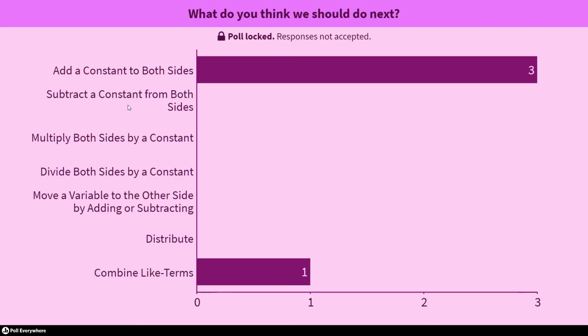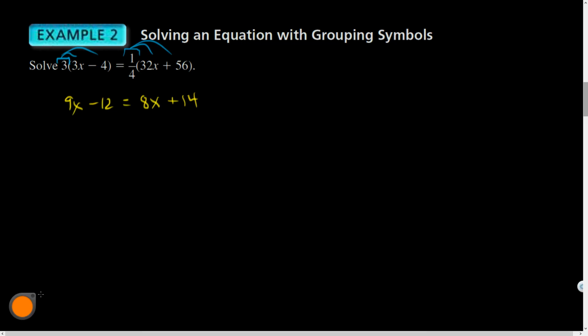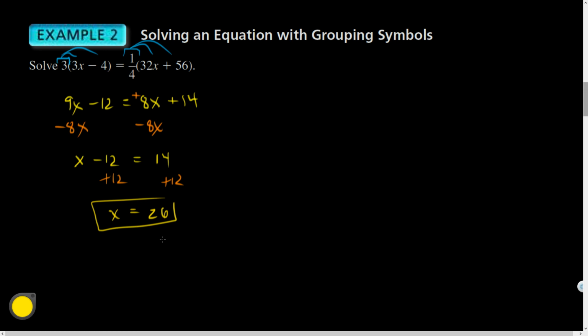The one I would have said is move a variable to the other side by adding or subtracting. And who should I move? The 9x or the 8x? And how do I move a positive 8x? Yeah, subtract 8x from both sides. Lovely. And so 9x minus 8x is 1x. And then now I would end up moving the 12. But yeah, you could have moved it first. I will not mark you wrong. I get x equals 26. Lovely.